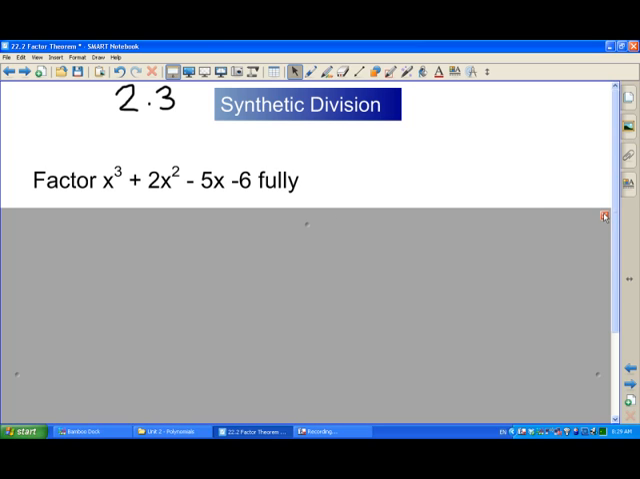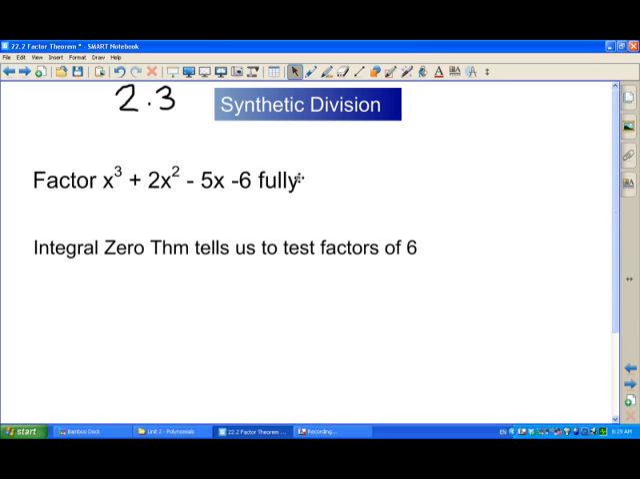When we've done division in the past, yesterday we looked at the integral zero theorem as a method for finding the proper test factors to try on this polynomial. The integral zero theorem tells us to test factors of 6, so we'd be looking at testing the numbers plus or minus 1, plus or minus 2, plus or minus 3, and plus or minus 6. Those would be our test factors.